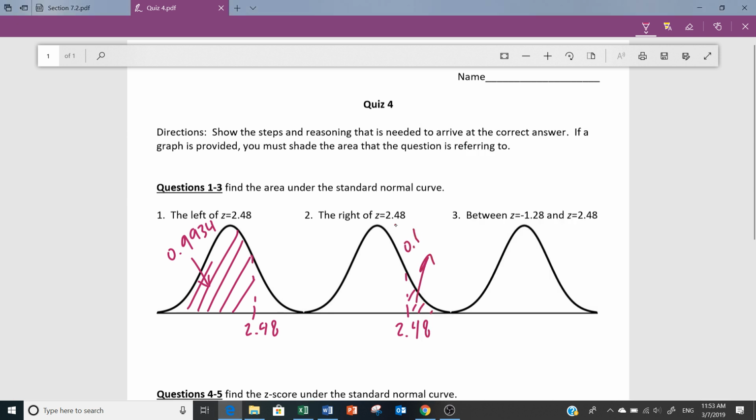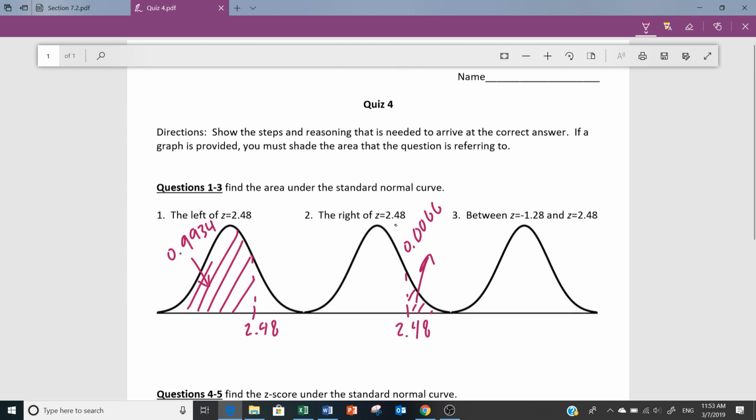So 0.0066. If you put 0.01, that's fine, as long as you got the gist of it and you did it appropriately. Okay, questions on number 2? Write beautiful comments for your classmate.